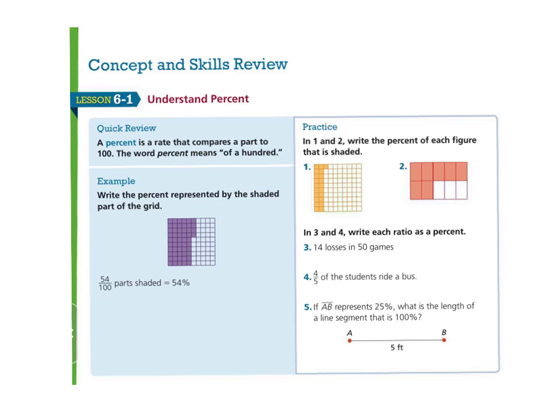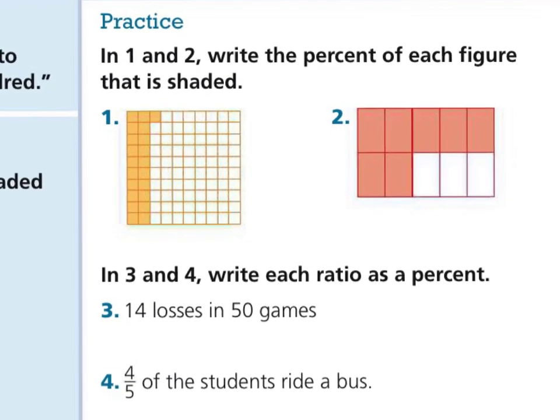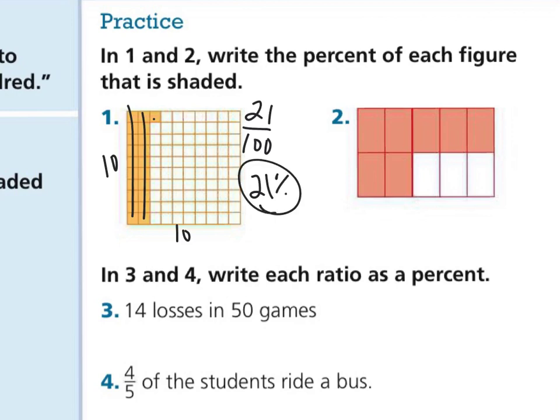So in lesson 1, we talked about understanding percents. And so this part, they just want us to write the percent of each figure that is shaded. This first one, there's 100 squares altogether. We've got 10 by 10, 10 times 10 is 100. If we count that up, there's a total of 21 out of 100 that are shaded. And so that means 21%, because a percent's a number out of 100.